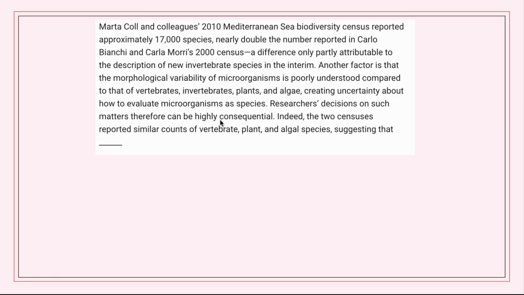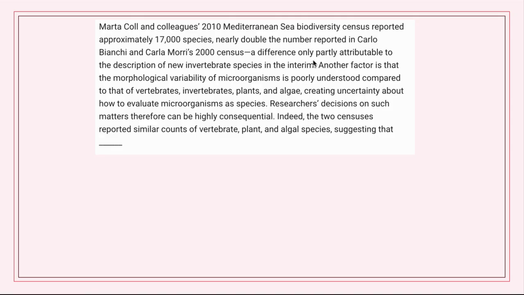Indeed, the two consensuses reported similar counts of vertebrate, plant, and algal species, suggesting that blank. Okay, so again, a long, very sciencey passage, but what are we talking about? We're talking about how these microorganisms have something to do with finding so many more species in the 2010 census by Cole and these people. And again, we see "indeed," so whatever comes after the blank is just going to be supporting something that we already said.